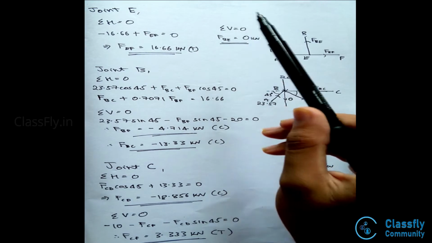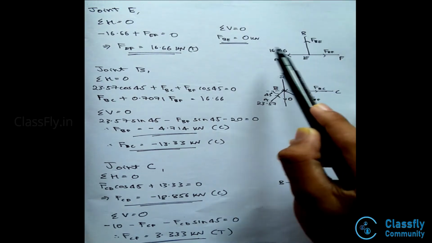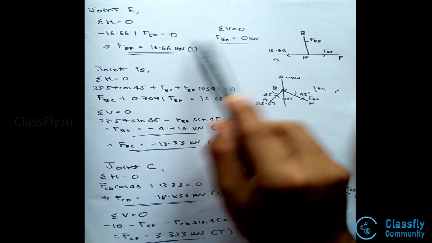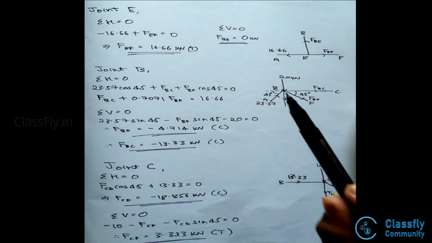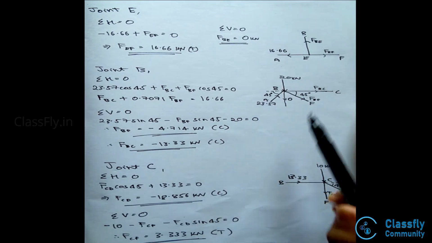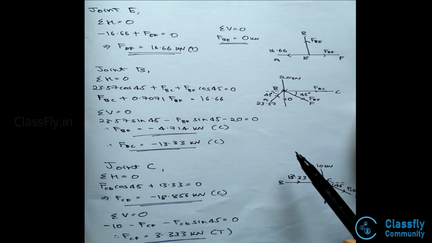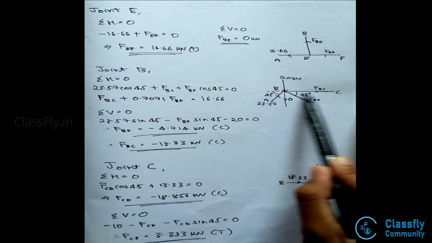Now summation V is equal to 0. Since there is only one vertical force, that is FBE here, we come to know that this force FBE will be equal to 0. Now consider joint B. Here we have the 20 kilonewton force acting at the point B, force FAB, that is nothing but 23.57 kilonewtons, force FBF and force FBC.